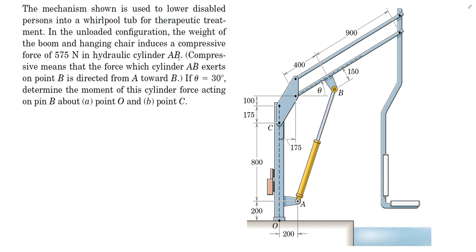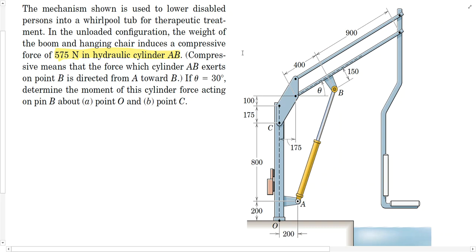The mechanism shown is used to lower disabled persons into a whirlpool tub for therapeutic treatment. In the unloaded configuration, the weight of the boom and the hanging chair induces a compressive force of 575 newtons in hydraulic cylinder AB. Compressive means that the force which cylinder AB exerts on point B is directed from A toward B.